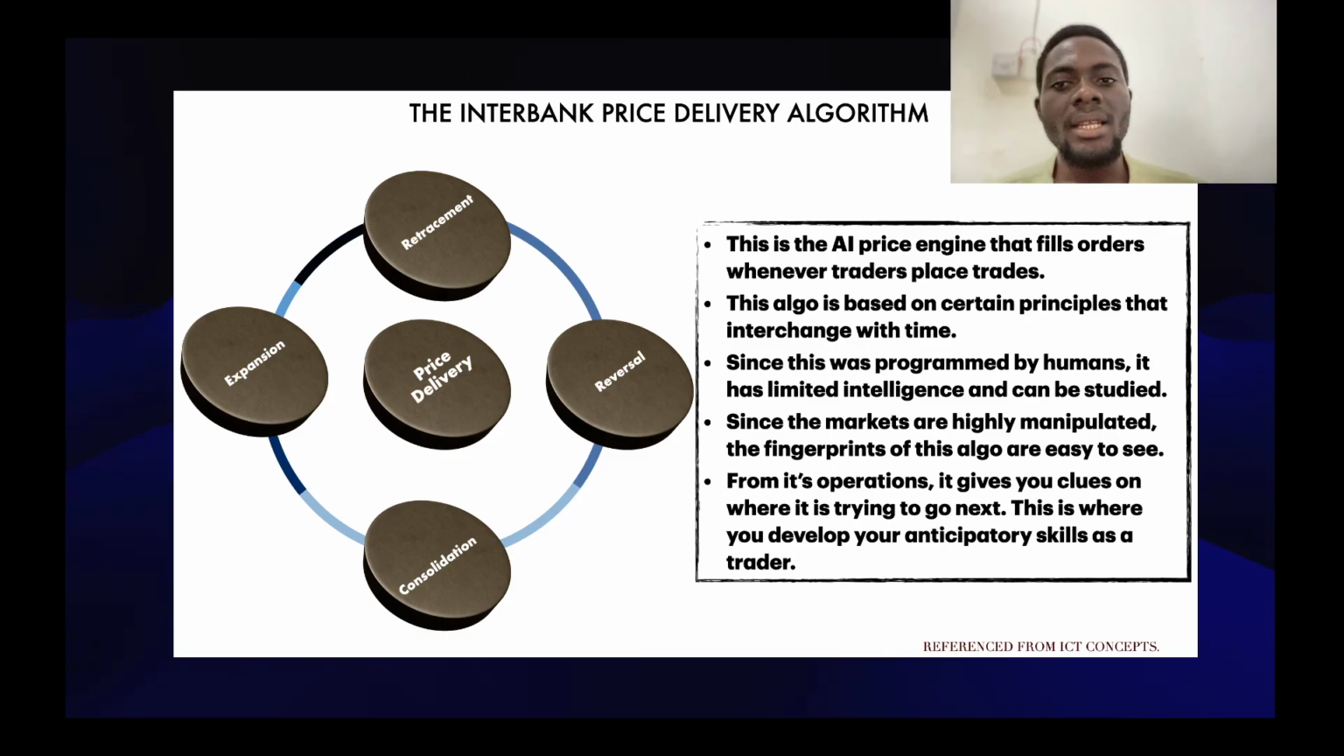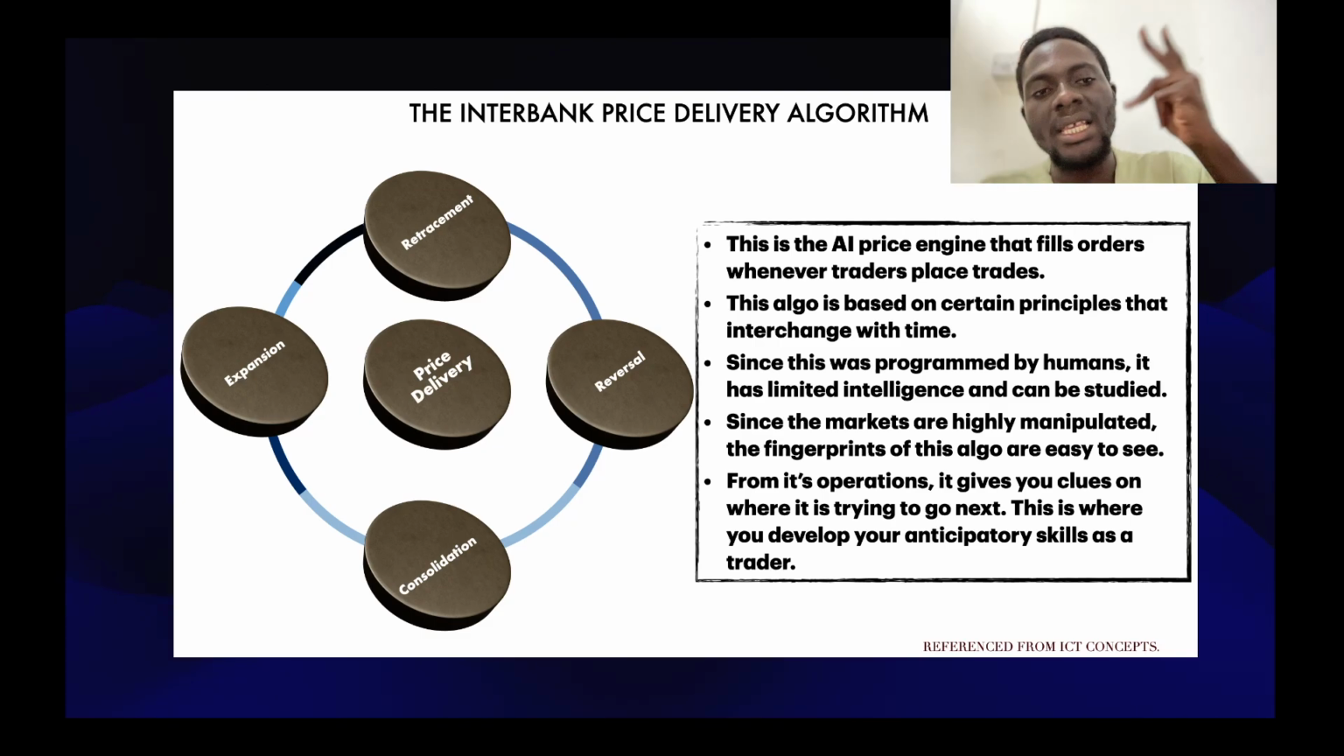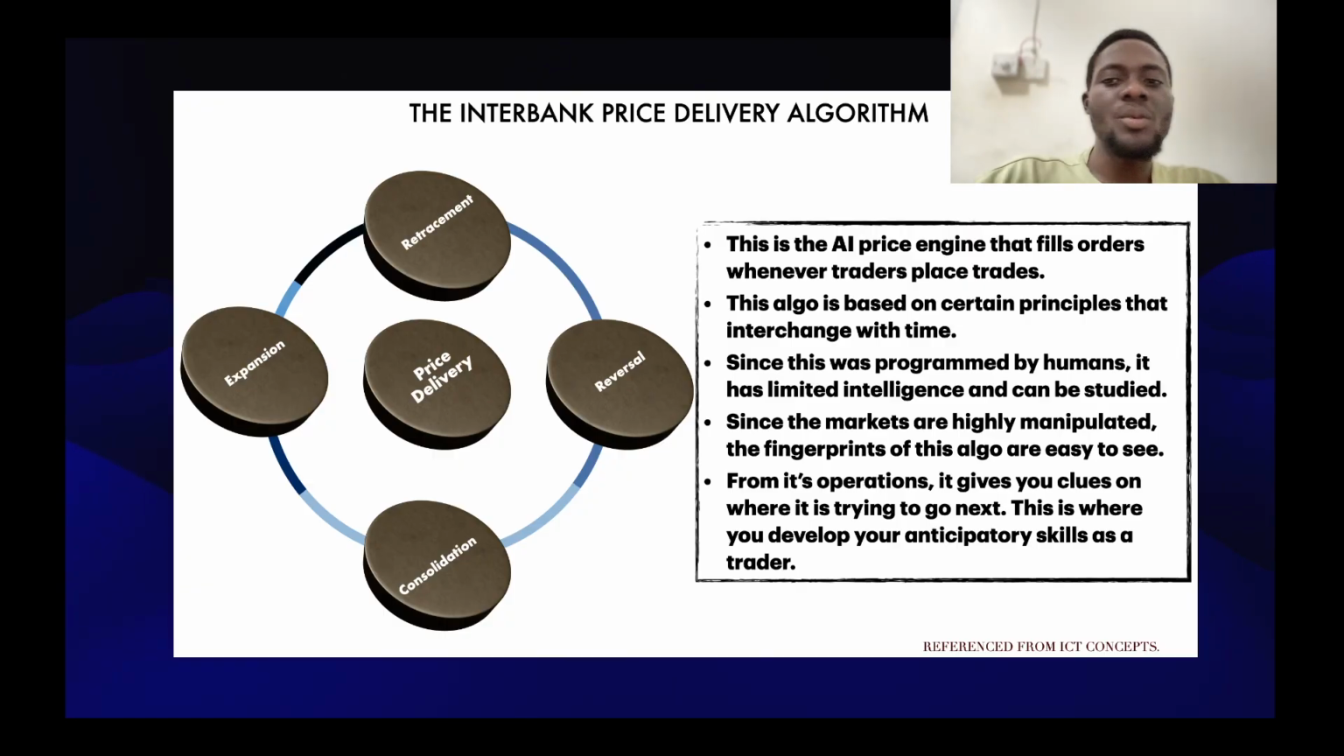And this algo is based on certain principles that interchange with time. And these are the principles. The principles I'm reading over here is what price action is based off of. That's consolidation, expansion, retracement, and then reversal. Consolidation, expansion, retracement, and reversal. Since this was programmed by humans, it has limited intelligence and can be studied.